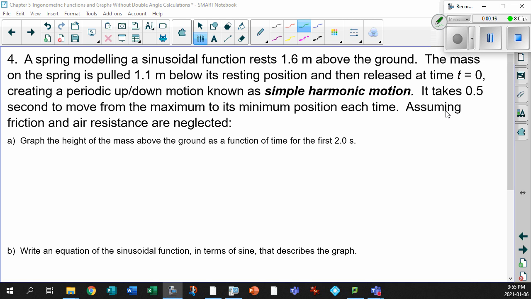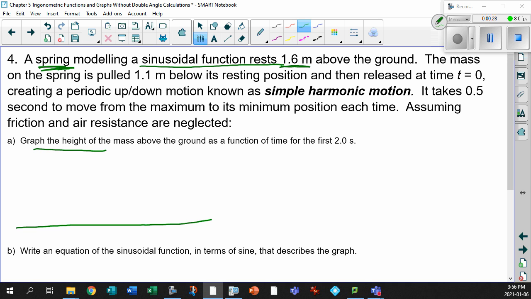Okay. It says a spring. The physics guys are going to love me for this. A spring modeling a sinusoidal function rests at 1.6 meters above the ground. Okay, so look, you got a spring. It's probably attached to something up here. There's your spring. Okay, it's going to rest at 1.6 meters above the ground. Huh, gee, I wonder if that's our D value. Yeah, no kidding, because that's going to be our center line all the way through this.